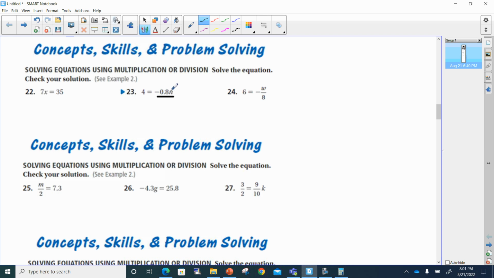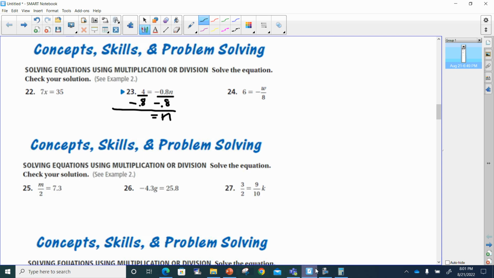Remember, every fraction is a division problem. So I'm going to turn this into a fraction, which means I'm going to divide the coefficient negative 0.8 away. And that's going to leave me with n by itself. But whatever I divide from one side, I have to divide from the other side. So I'm going to have to divide 4 by negative 0.8.